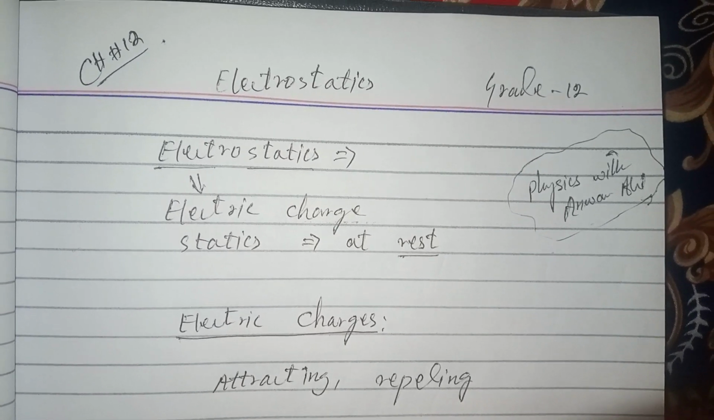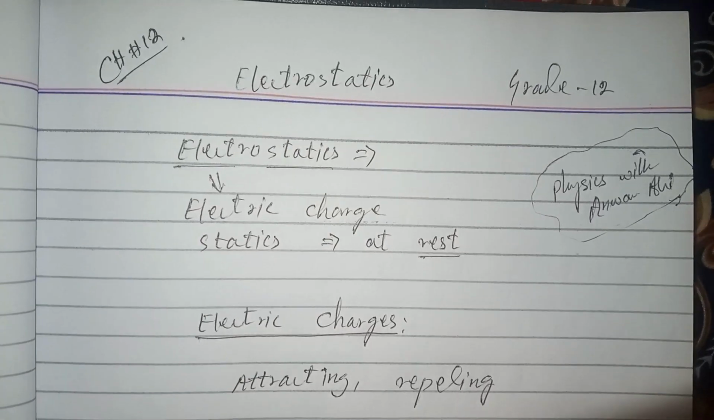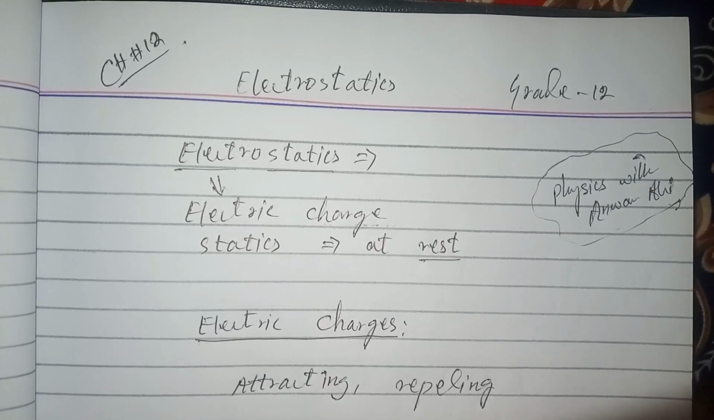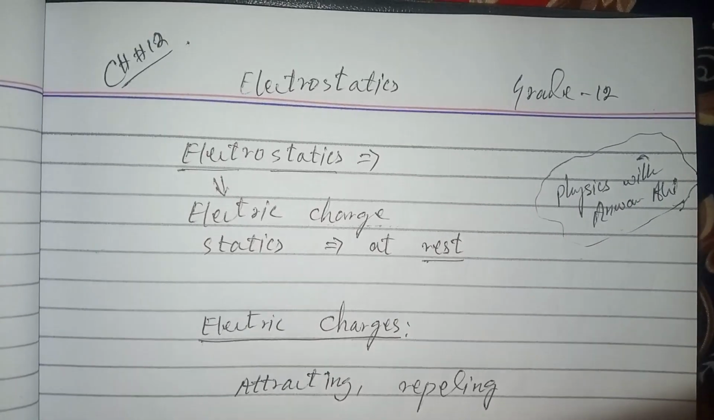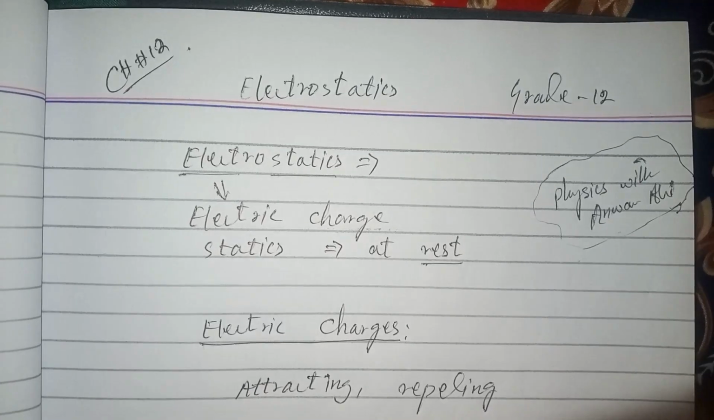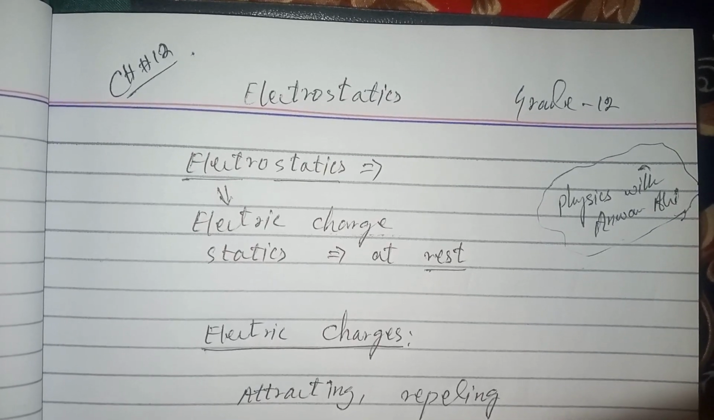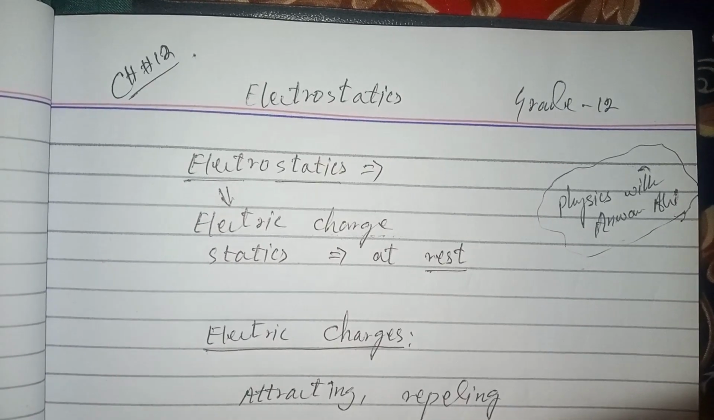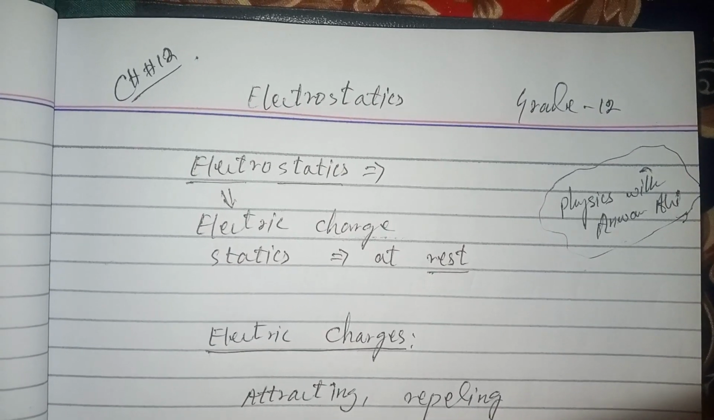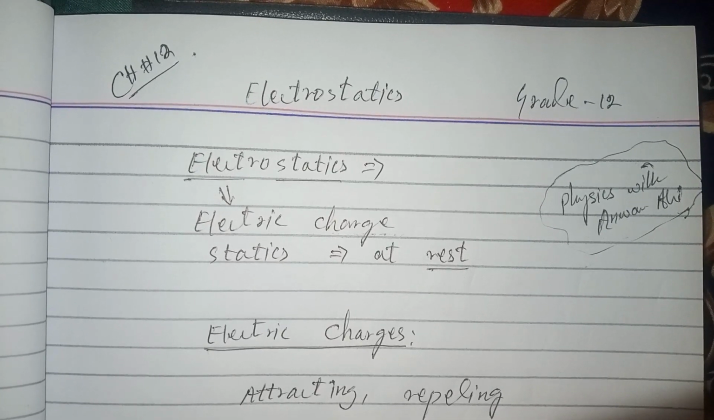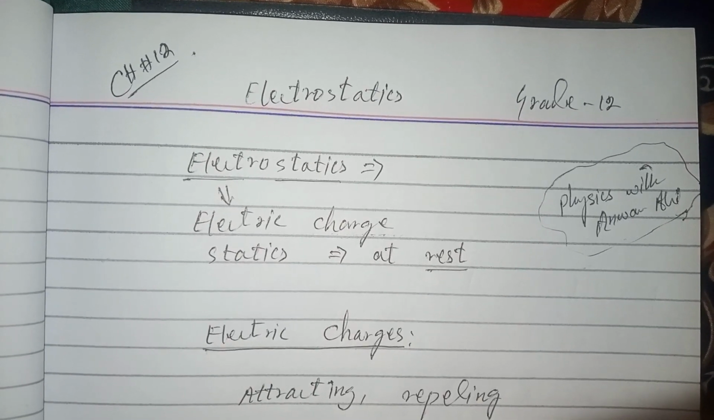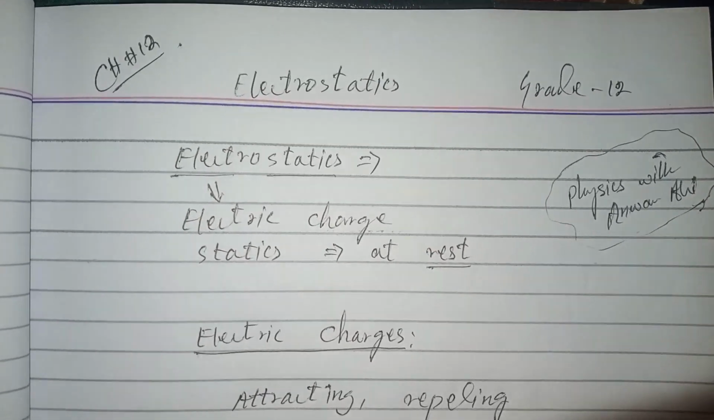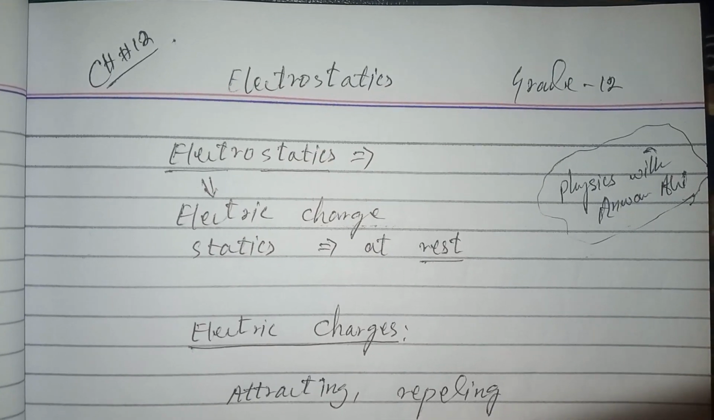Dear students, today I'm going to start a new series of videos for grade 12, and our first chapter of grade 12 physics is electrostatics. This is chapter number 12 in grade 12 physics. This chapter is totally related to different phenomena, different processes inside electrostatics, applications of electrostatics, and different concepts related to electrostatics.